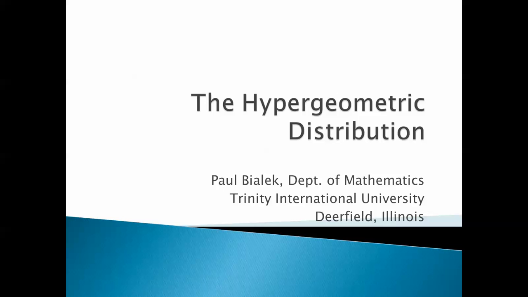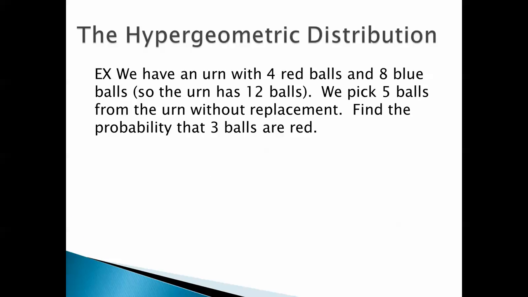Let's look at the hypergeometric distribution. We have an urn with 4 red balls and 8 blue balls. So the urn has 12 balls. That's the only time we use the word urn in society. It's when we're talking about probability problems or ashes. We pick 5 balls from the urn without replacement. Find the probability that 3 balls are red.